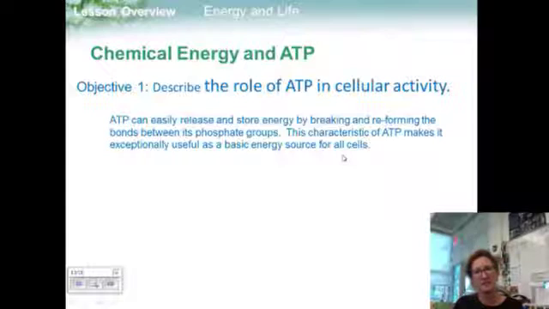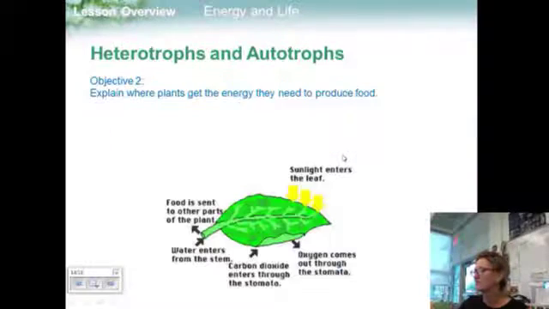ATP can easily release and store energy by breaking and reforming the bonds between its phosphate groups. This characteristic of ATP makes it exceptionally useful as a basic energy source for all cells. So, objective 2 is to explain where plants get the energy they need to produce food.